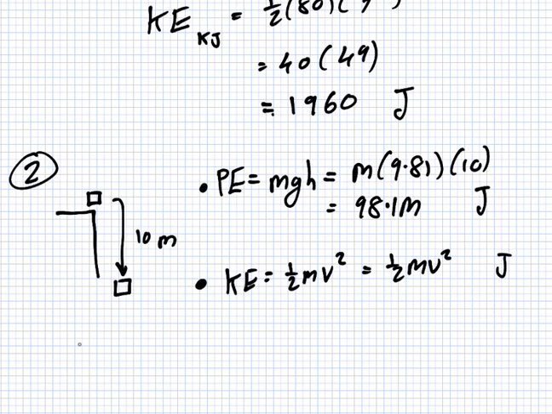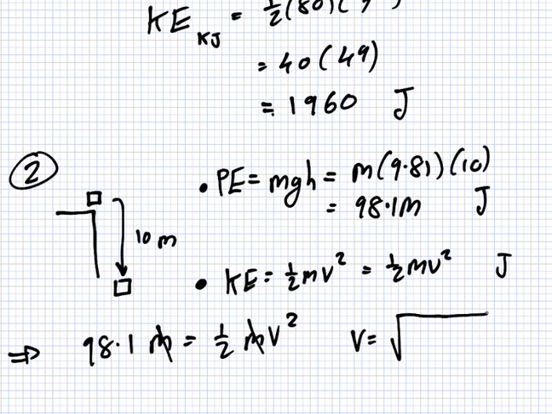But we do know that 98.1m should equal a half mv squared. So that's great, because now the m's cancel and v will be the square root of 2 times 98.1. So what is that, please? It's about 14 meters per second. Yes.